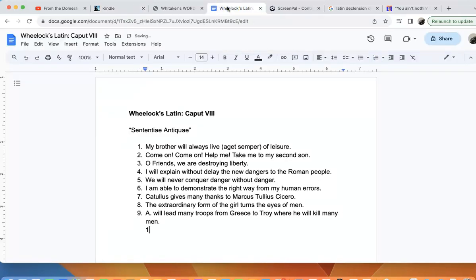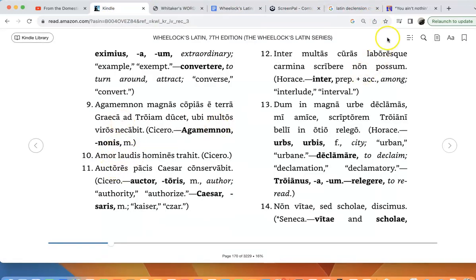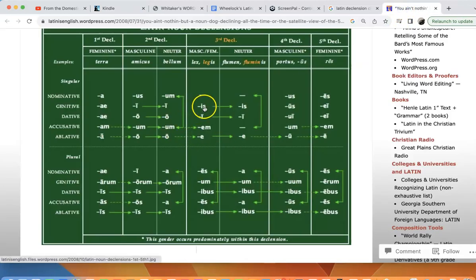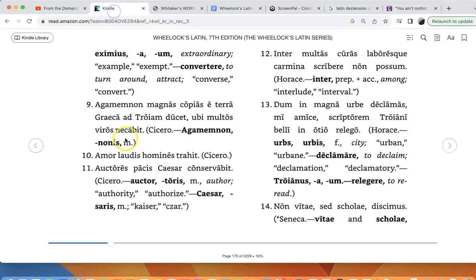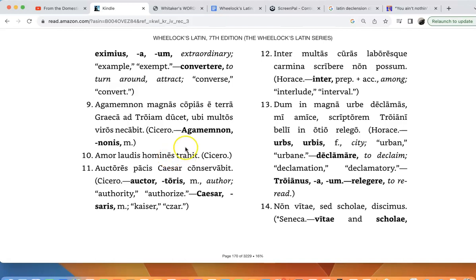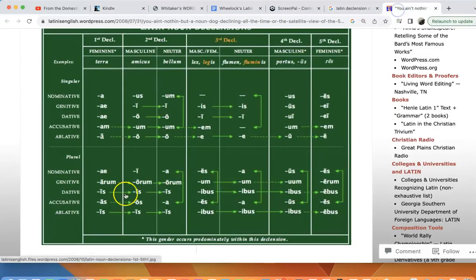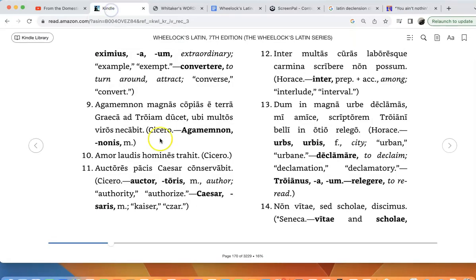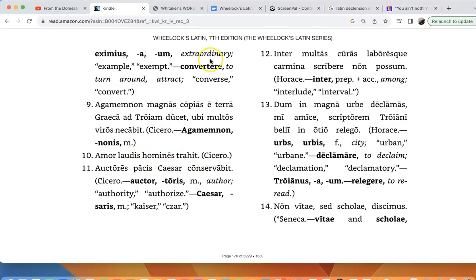So love of praise draws men. This one's fairly straightforward, but it's a good opportunity to review the genitive. Amor laudis. So laudis, right there, is genitive. And then traho, like a tractor. So traho, trahere, traxi, tractum. And then homines is our third declension accusative plural. So accusative plural, that's the object of being drawn. So the love of praise draws men, by Cicero.